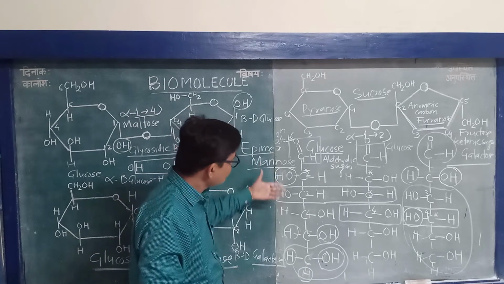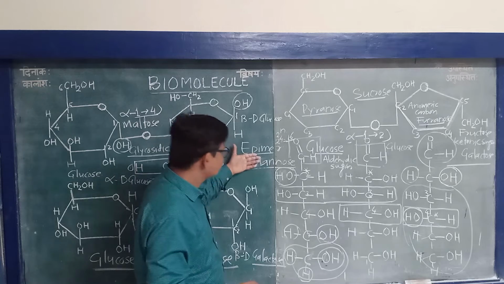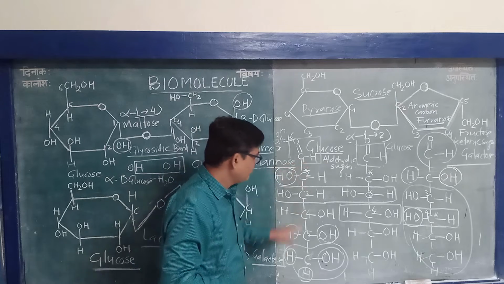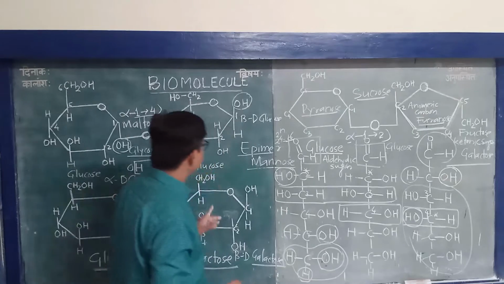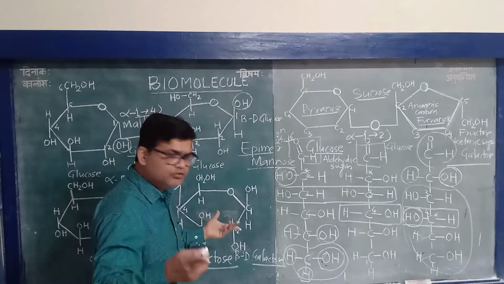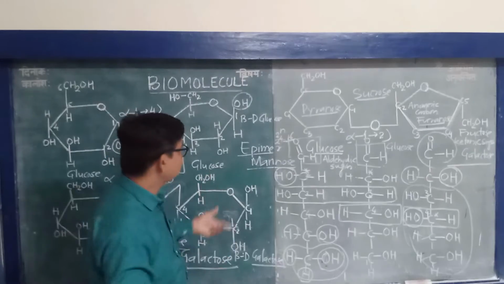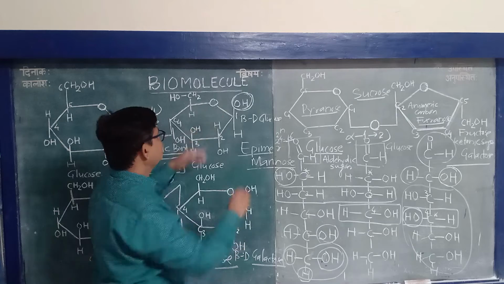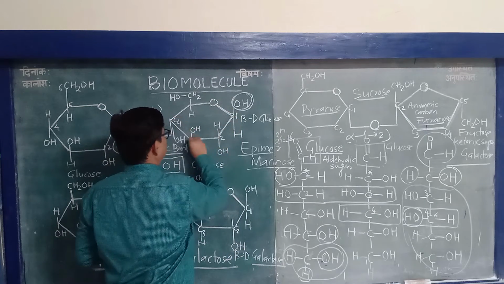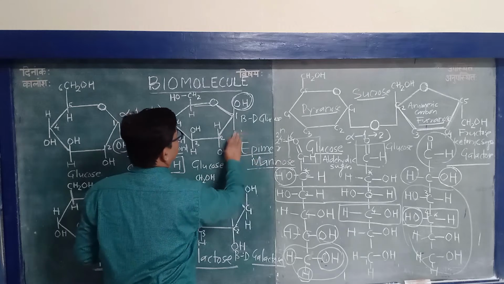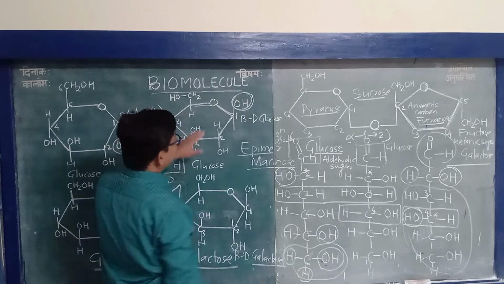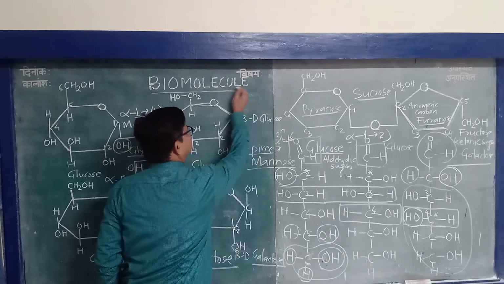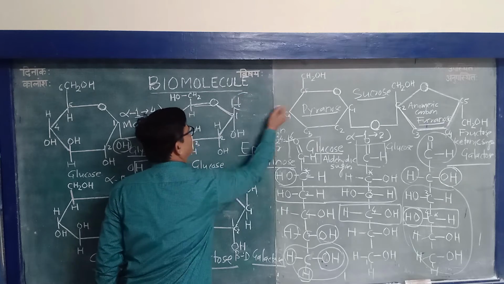So this is all about epimers, chiral carbons, and then calculation of isomers, and then alpha D glucose, beta D glucose. Why is it alpha D? Why is it beta D? If the hydroxy group is above the plane, then it is beta D glucose. If the hydroxy group is below the plane, then we can say it is alpha D glucose.